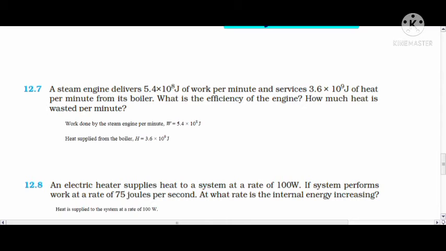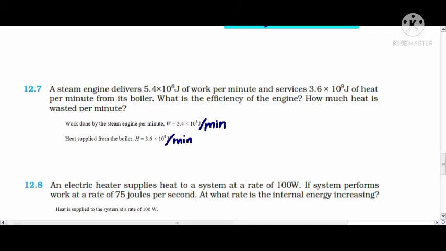Now, question 7. An engine delivers 5.4 into 10 power 8 joule of work per minute. That is, the work per minute is 5.4 into 10 power 8 joule per minute, and absorbs 3.6 into 10 power 9 joule of heat per minute from its boiler. That's the amount of heat absorbed from the boiler is 3.6 into 10 power 9 joules per minute. What is the efficiency of the engine and how much heat is wasted per minute?